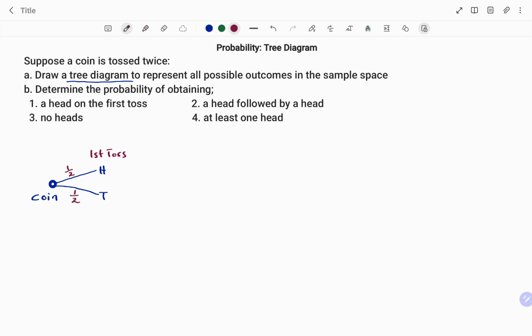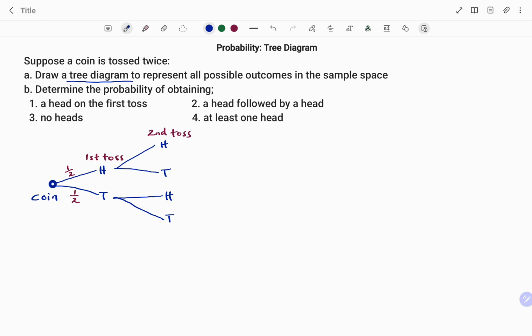To find the outcome for the second toss, assuming we have a head on the first toss and we throw the coin again on the second toss, we're also going to have either a head or a tail. That's for our second toss. And if we have a tail on our first toss, for the second toss we're also going to have either a head or a tail.